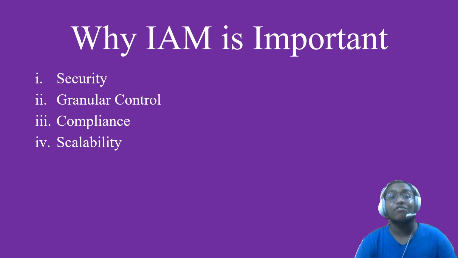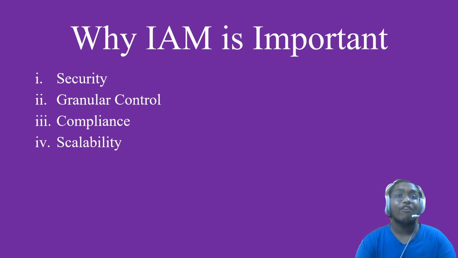Then we have granular control. So what is granular control and how does IAM help here? IAM allows you to define detailed permissions so you can control exactly who can do what within your AWS account. So that ensures more security. This includes everything from reading data in S3 to launching EC2 instances.